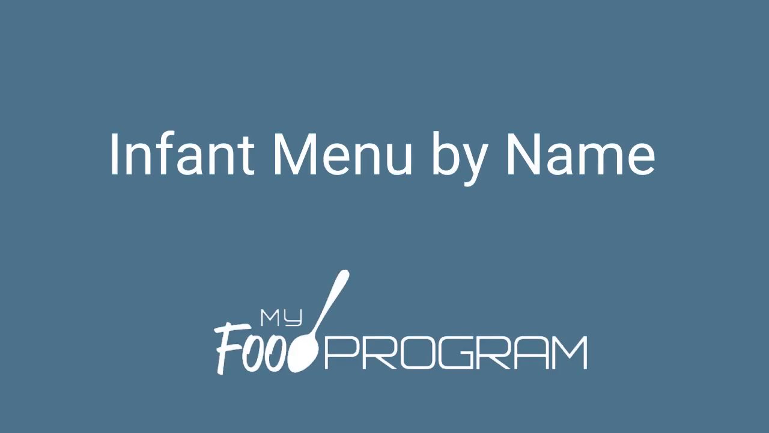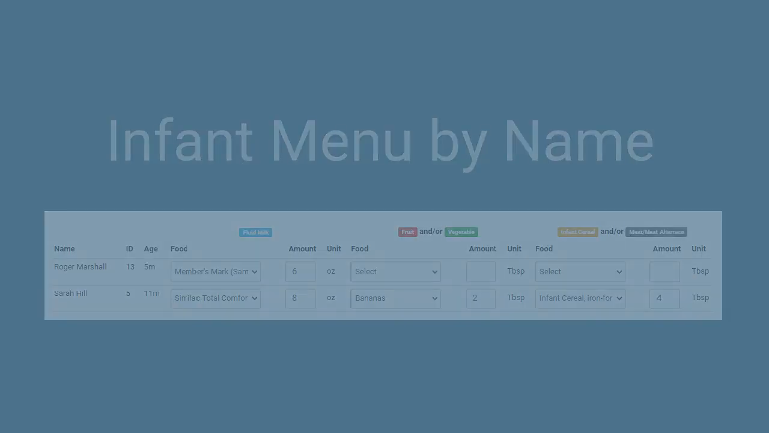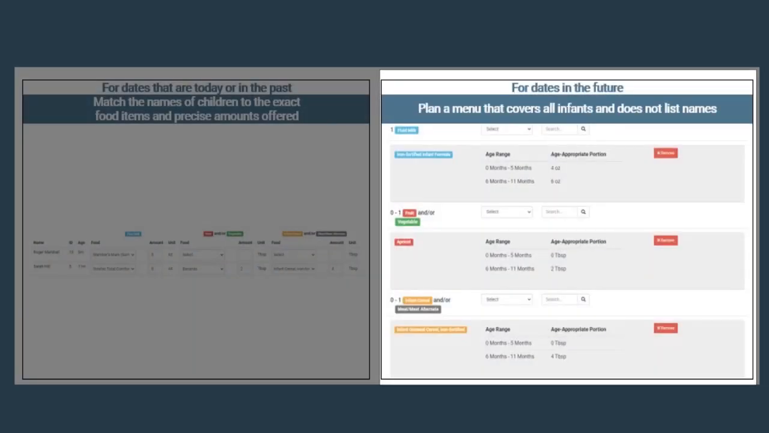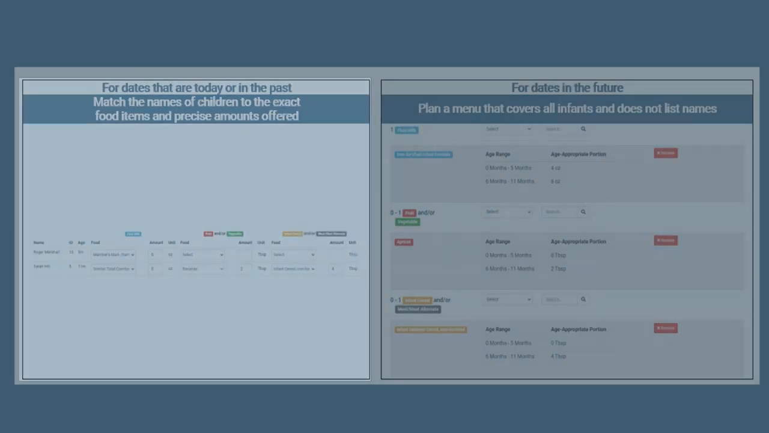Infant menu by name. This video is about creating an infant menu by name, which is sometimes also called an infant feeding record. Our infant menu by name feature allows providers or centers to plan menus in advance that cover all infants in care. And then the day of the meal service and afterwards, providers or centers can select exact food items and precise amounts for individual infants.